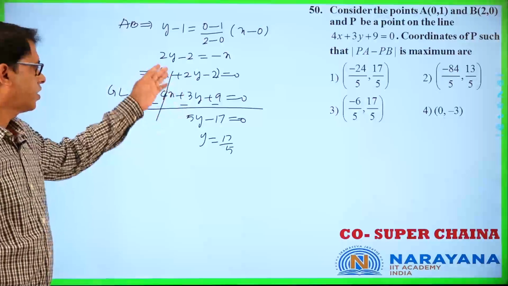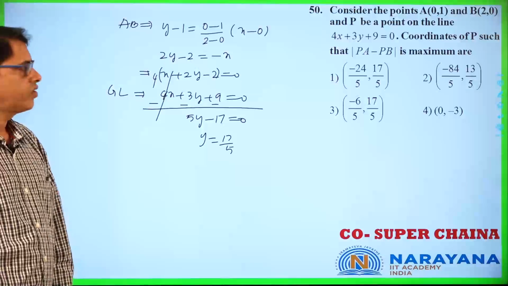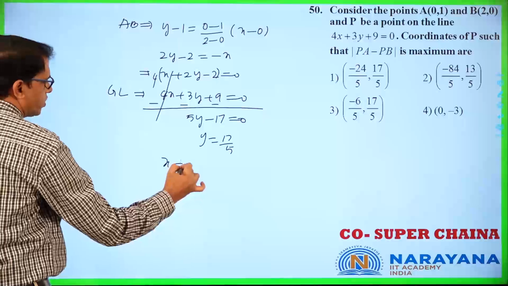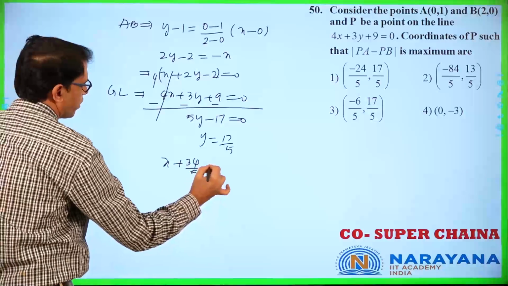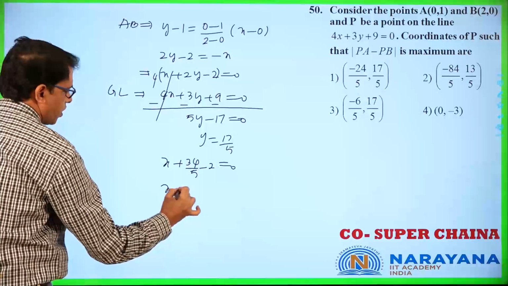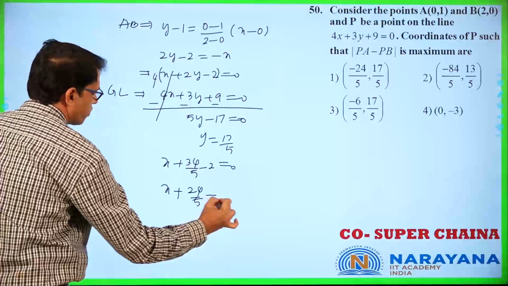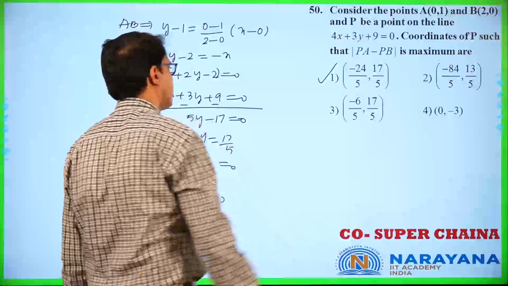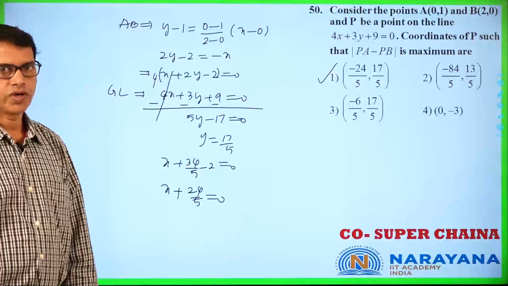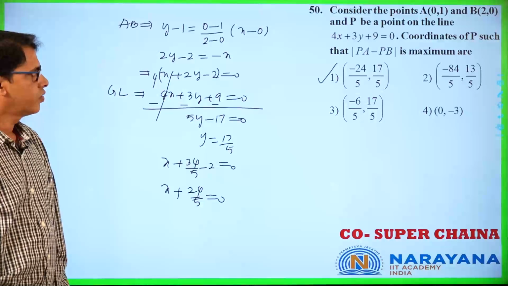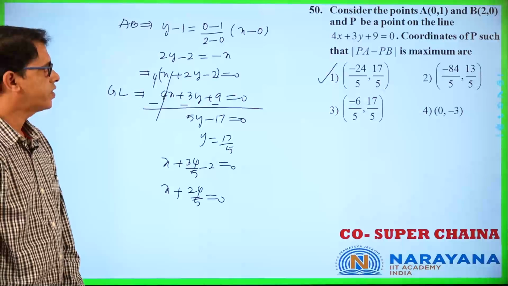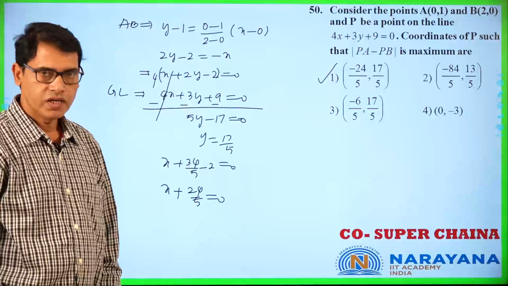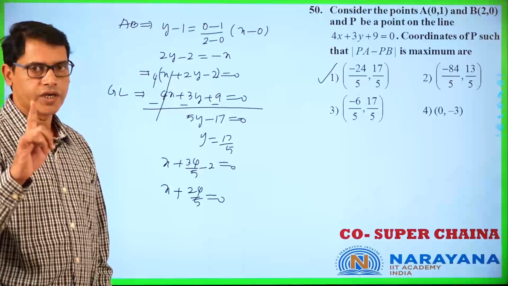If you replace the y value, you get the x value. What will be the x value? x plus 2y, so 2y means 34 by 5, minus 2 equal to 0. x plus 24 by 5 equal to 0. x equals minus 24 by 5, and this is the required point. Okay? So whenever PA minus PB is a maximum, the points must be collinear. Make a note of this one.